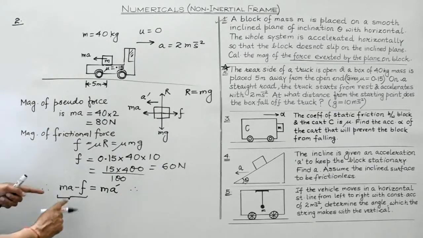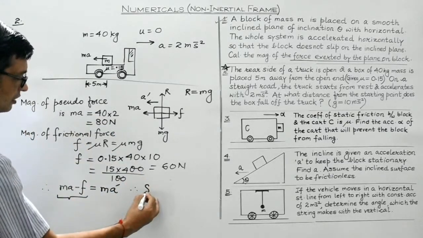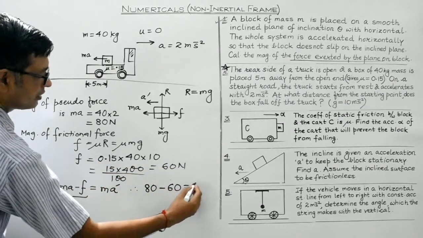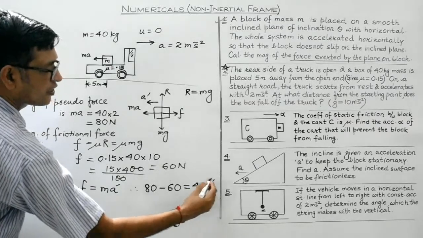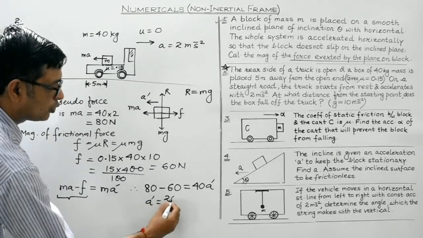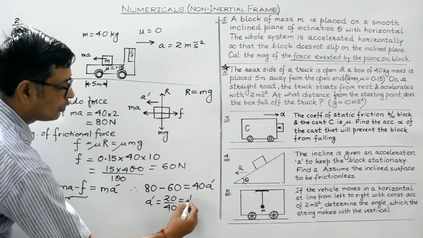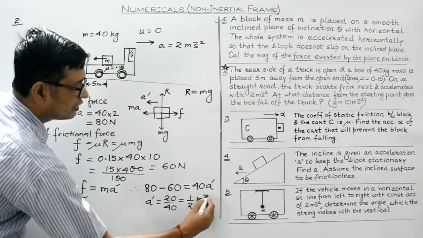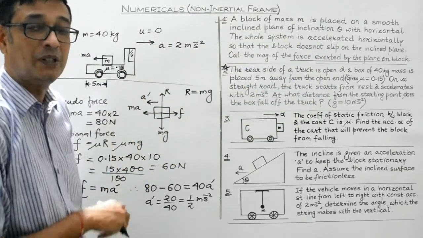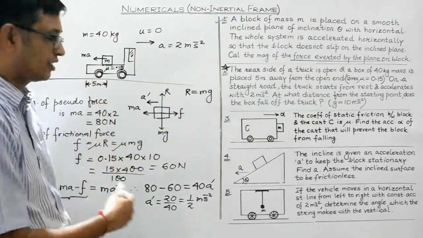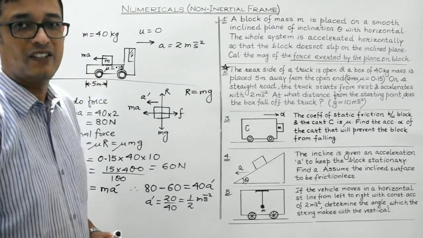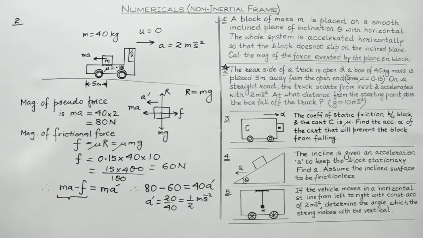Therefore, Ma, we have found its magnitude, it is 80, minus frictional force, its magnitude is 60. It is equal to 40 into a dash. Clear, students? So, a dash is equal to 20 by 40. So, it is equal to half meter per second square. So, the truck is accelerating with 2 meter per second square, but the block will accelerate in the opposite direction with an acceleration of 0.5 or half meter per second square. Right? Okay, this we have calculated.